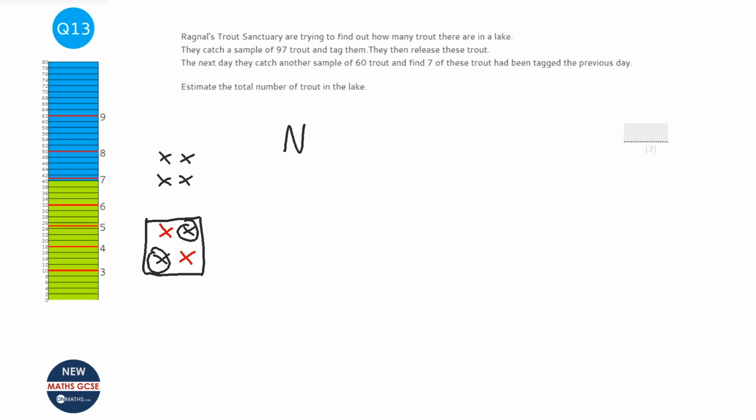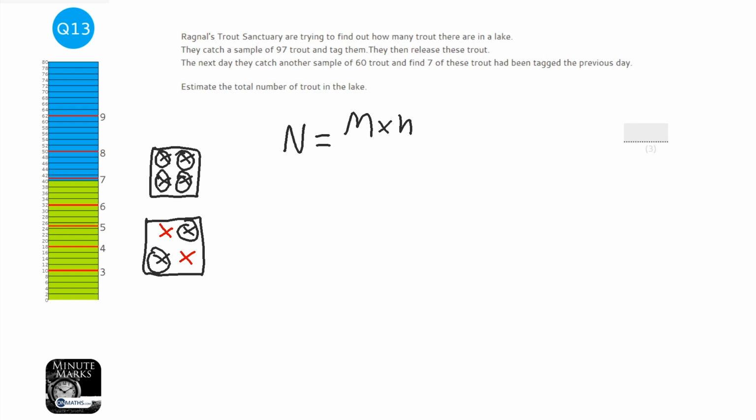The formula is as follows. Capital N, which is the population size, that's what we're trying to find out, equals capital M times little n over little m. Now, capital M is the amount of things that you marked and then released. So in our example here, we marked 4. Little n is the size of the recapture sample, which is 4 here. Little m is the amount of things in your recapture sample that were marked, so in our little example here, it's 2.